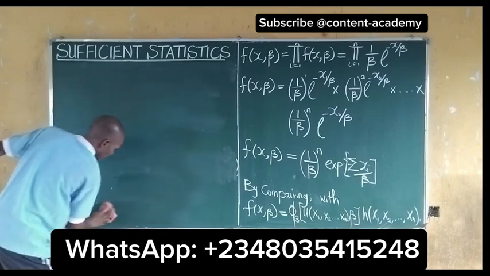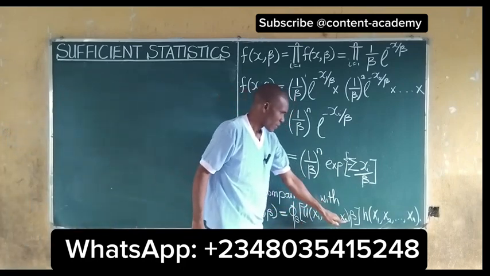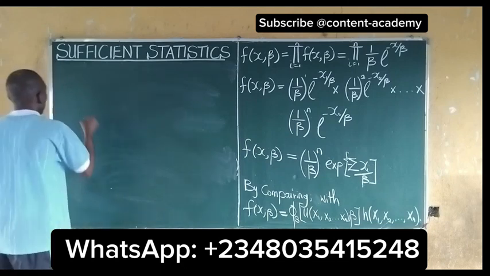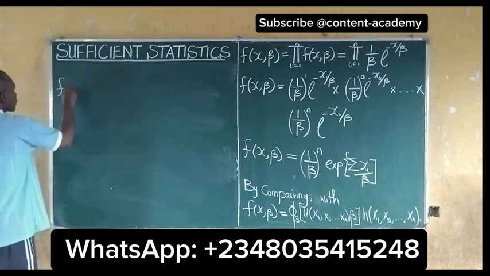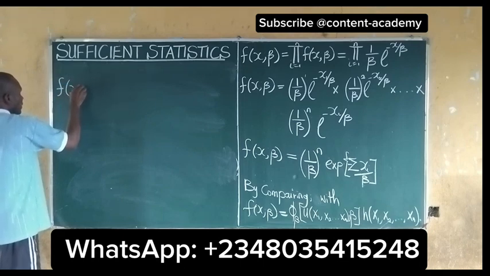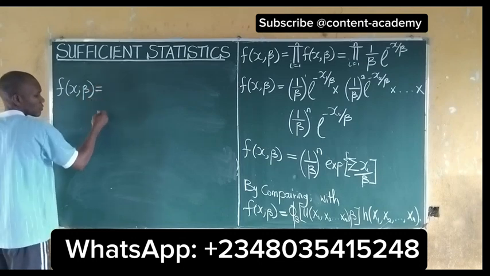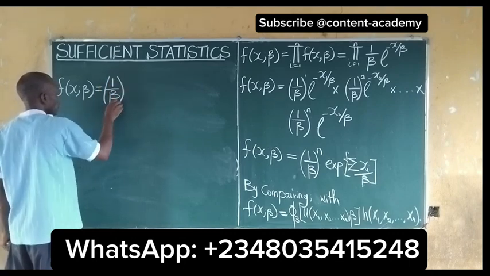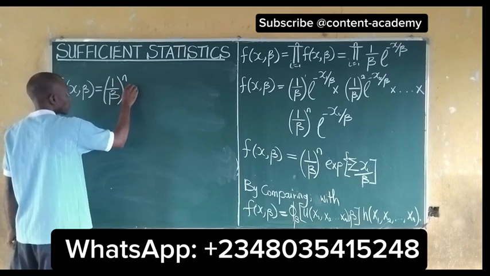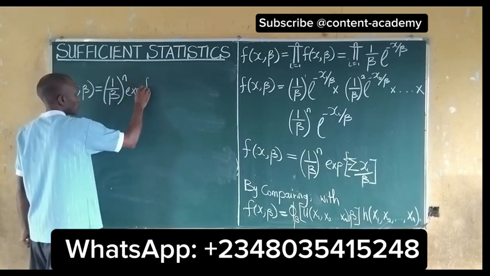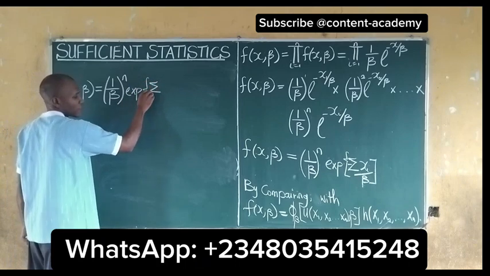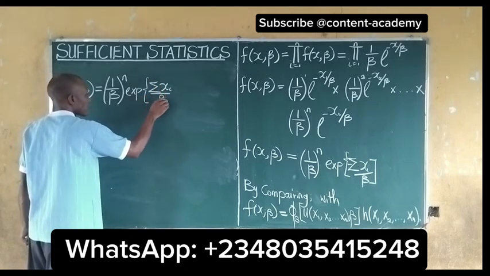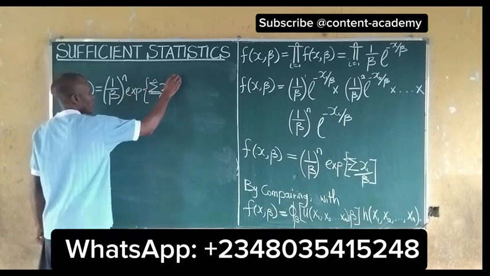What are the two components? This is the first component and this is the second component. So let us see. From our function, we have f of x, beta equal to 1 all over beta raised to the power of n, exponential summation of xi all over beta, as i runs from 1 to n.